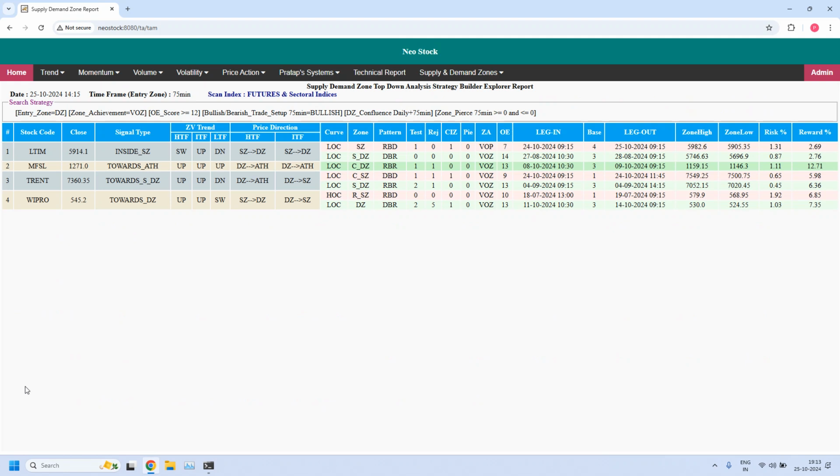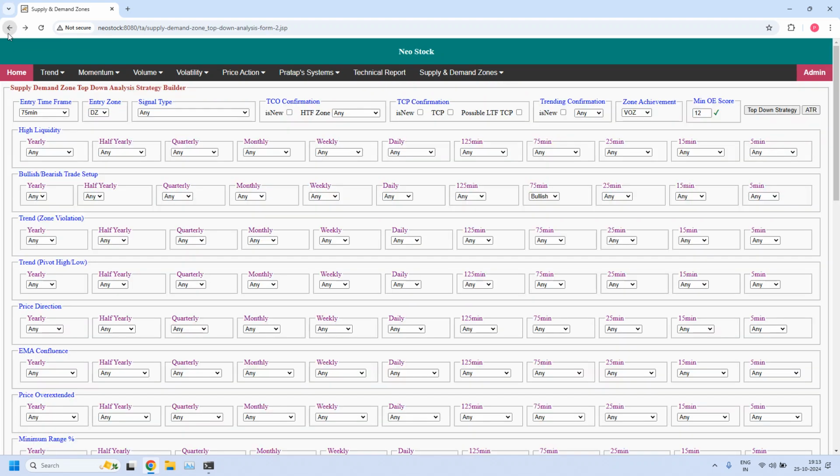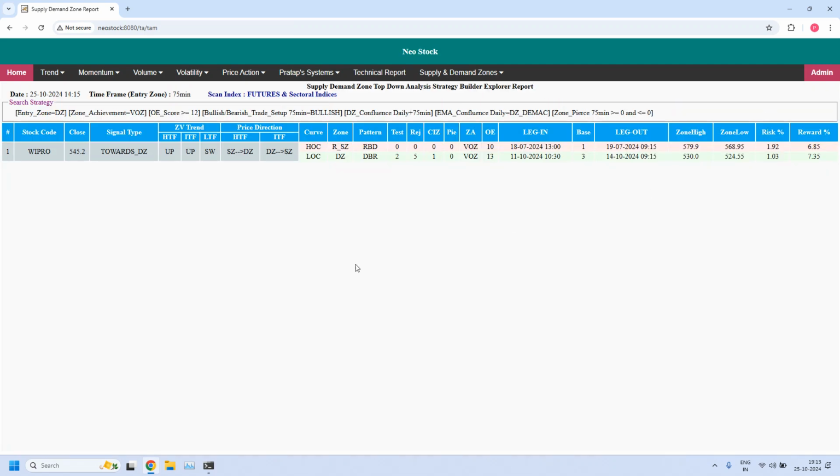In these 4 stocks, the 75 minutes entry demand zone is part of the daily demand zone. Daily is ITF, and ITF trend is uptrend in bullish trade setup. So if there is daily EMA confluence in any of these stocks, they are an even more high probability setup. Daily demand zone with daily EMA confluence. So in the daily time frame, I am enabling the filter daily demand zone with daily EMA confluence, because the 75 minutes entry zone is a part of the daily zone. So we are looking for daily demand zone with daily EMA confluence. One stock is filtered, so it's a high probability setup supported stock.